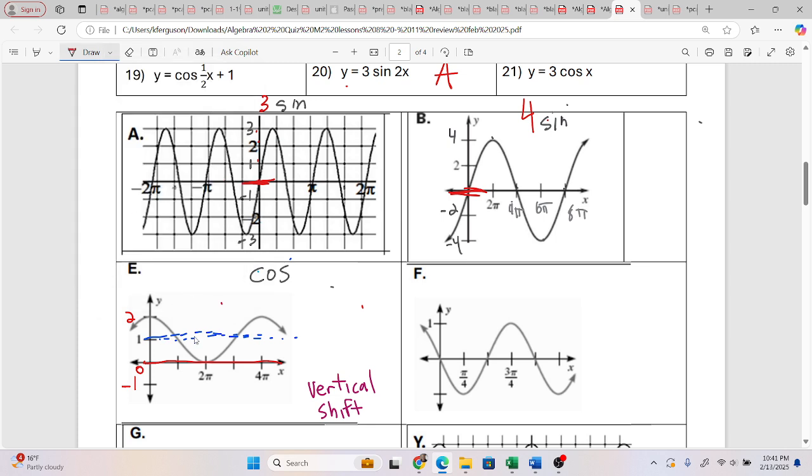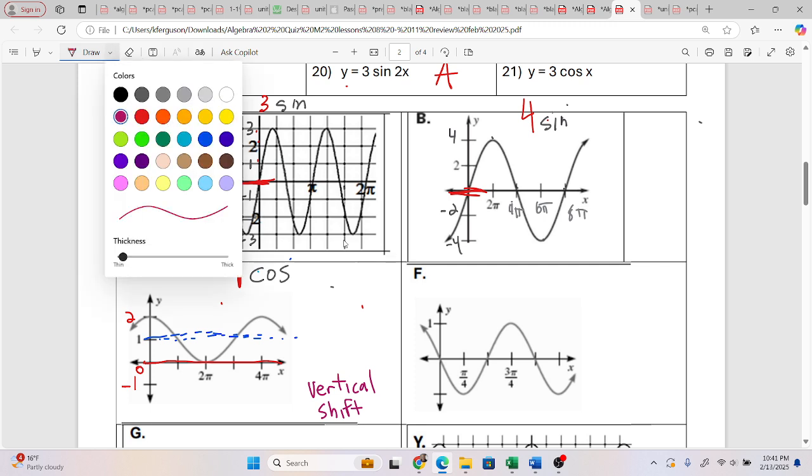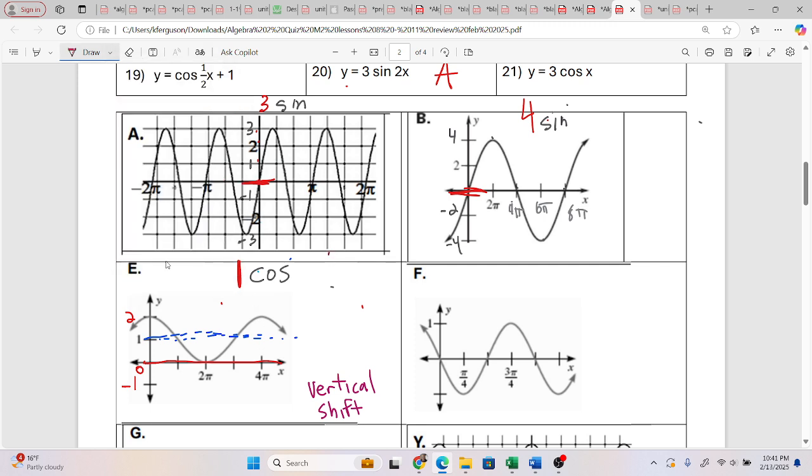If that's the midline, my amplitude is from the midline to the highest point. So there's only one unit right there going from 1 to 2. You can think about it like 2 minus 1 is 1. So my amplitude is 1. So what about my frequency? Well, wait a minute. Now that we know our midline, before we do our frequency, let's figure out if there's a vertical shift.